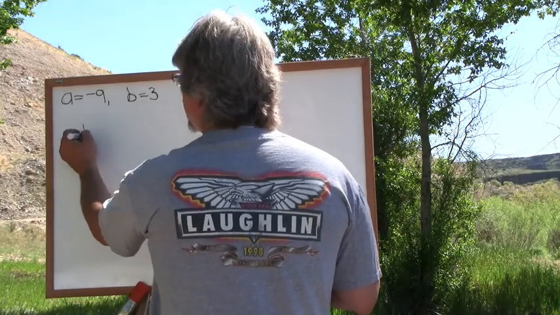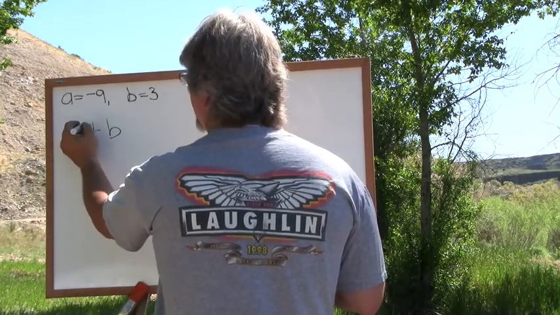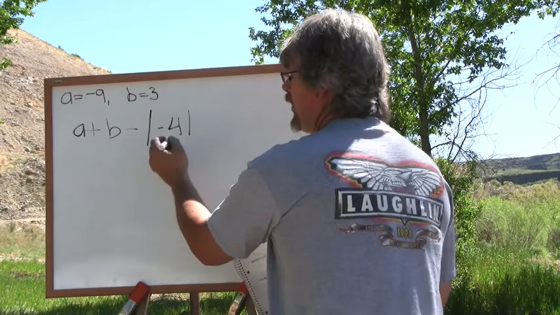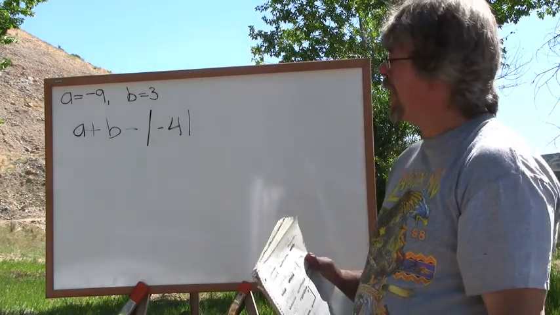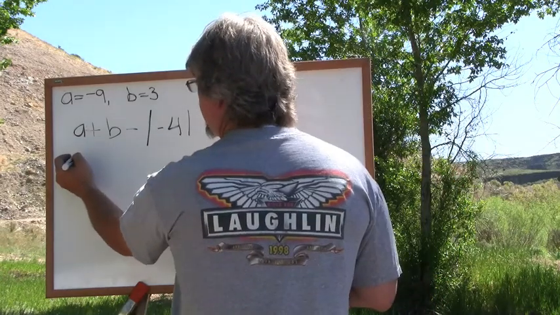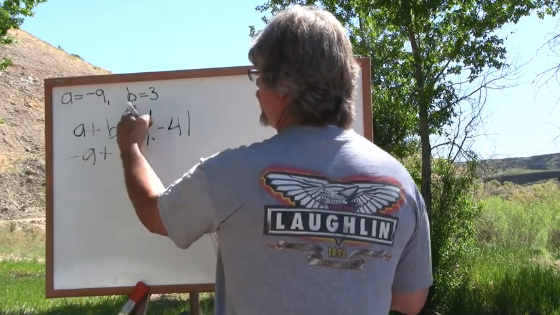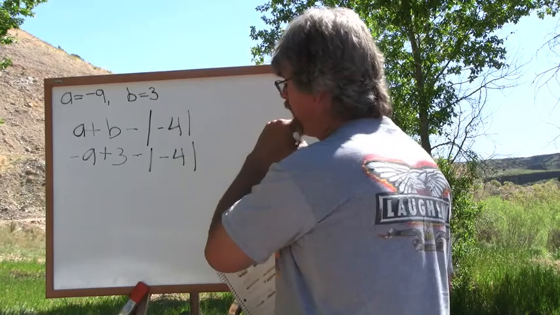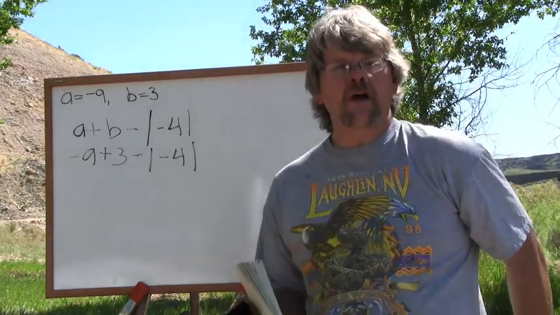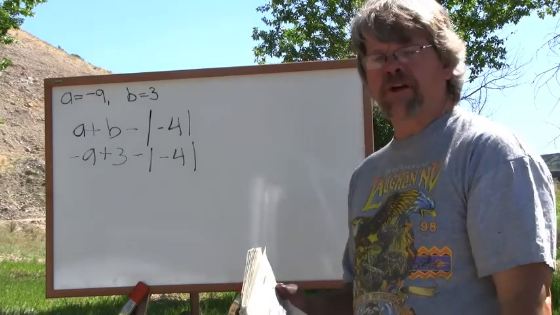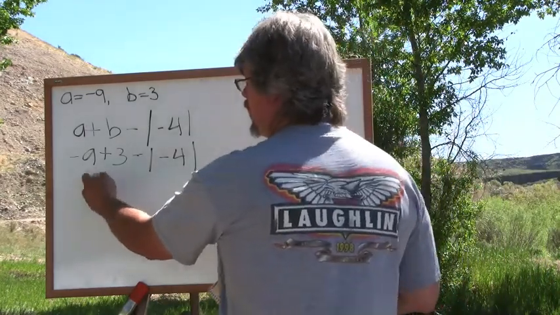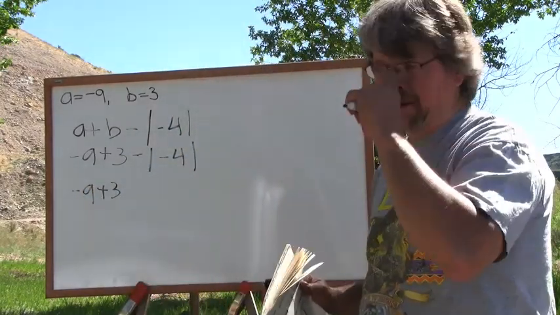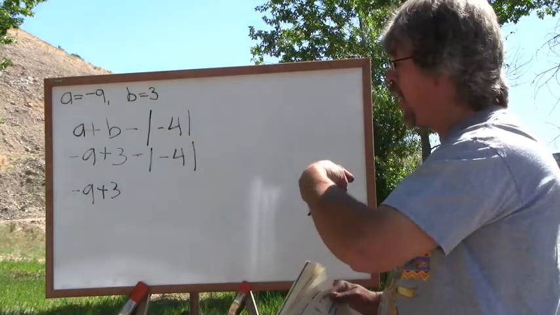What if we're given a plus b minus the absolute value of negative 4? We know how to do this. We plug and chug first. A is negative 9 plus b is 3 minus the absolute value of negative 4. We know how absolute value works. It's all about how far away from 0 this number is. So next we do the absolute value. Actually, we don't do the absolute value next. We work from left to right, always.